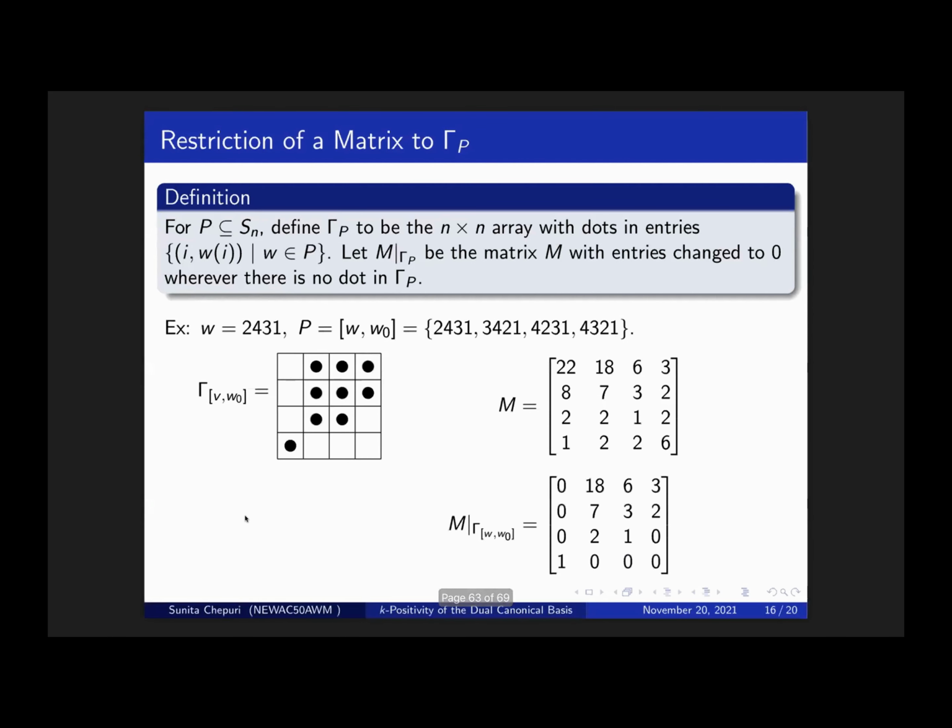And so we'll define M restricted to this gamma sub P by taking everywhere that there's a dot here, we're going to leave the entries of M as they are. Everywhere where there's no dot, we're going to replace the entries of M with zeros.